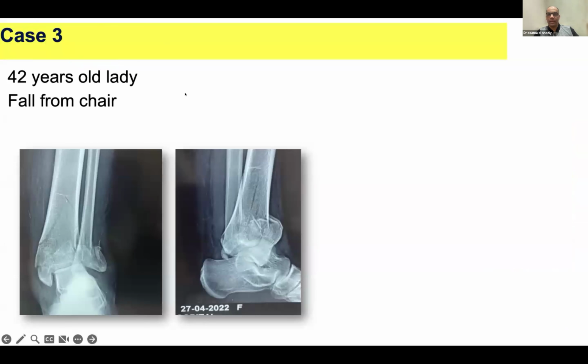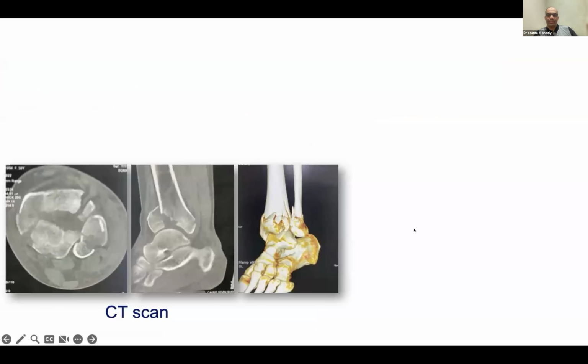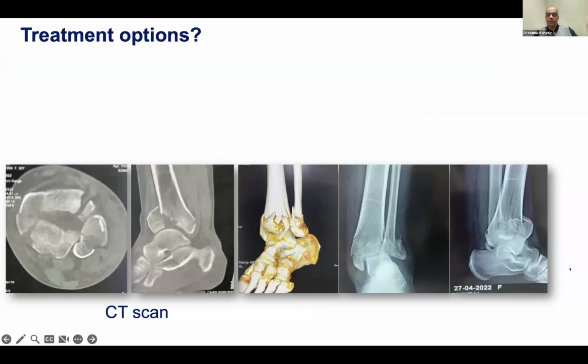Let's move to the third case here. This is a 42 year old lady. She fell from a chair and she had this pilon fracture due to axial loading. A CT scan was done for the patient and it confirmed that the patient has a pilon fracture with fibula fracture, and the patient was transferred to the hospital for receiving treatment. It was also in the countryside, away from the capital hospital.